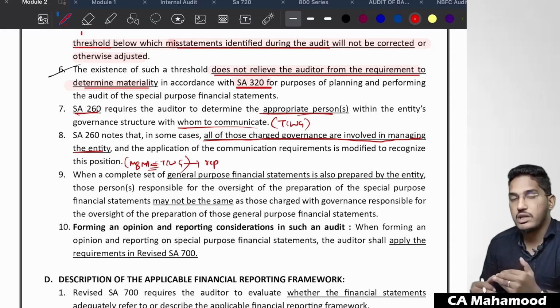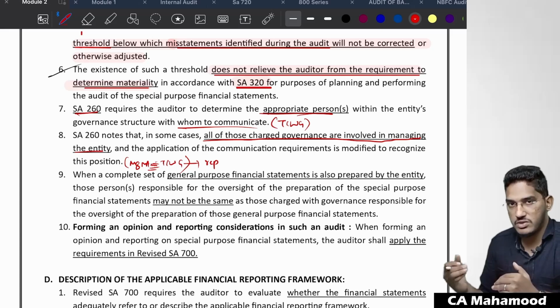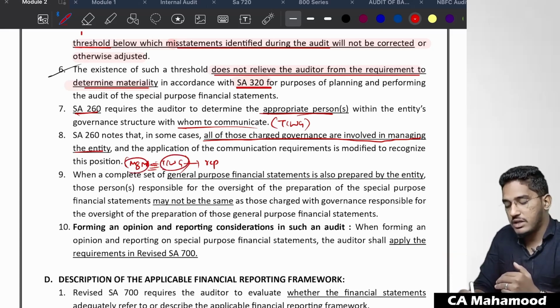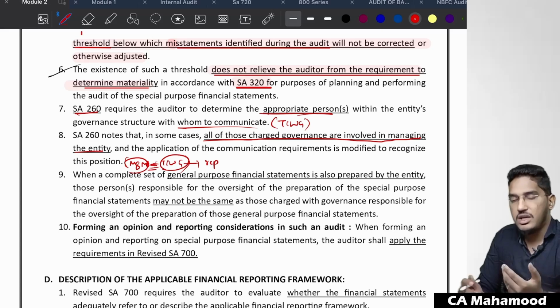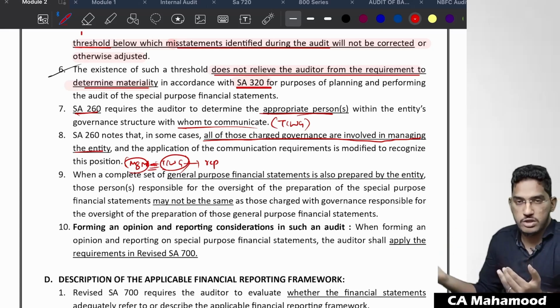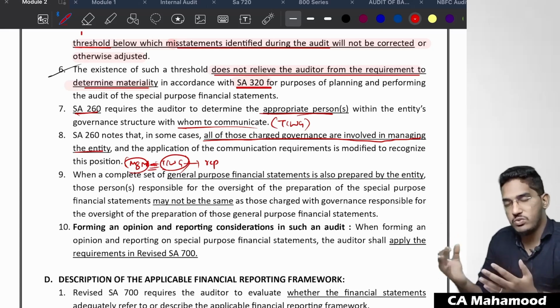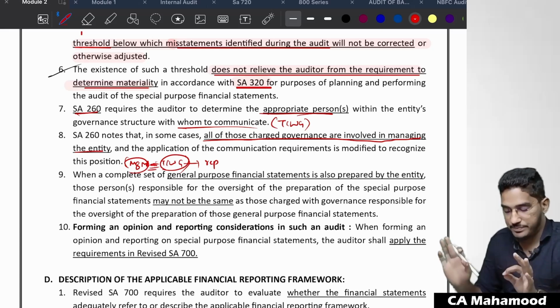Not in the audit report, but you are required to communicate certain things with those charged with governance. You will do that communication. But in case the management and those charged with governance, both roles are played by the same person, then whatever communications you are doing with those charged with governance need some modification. You do those modifications as well.